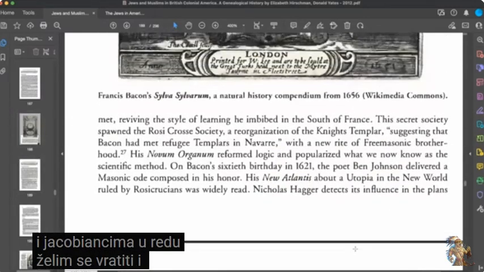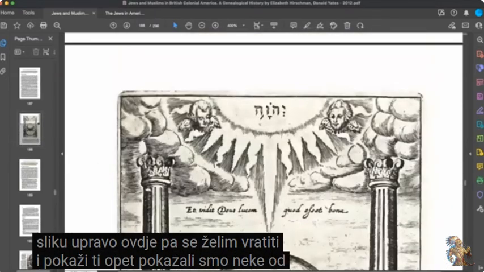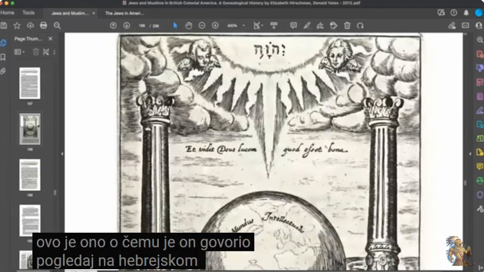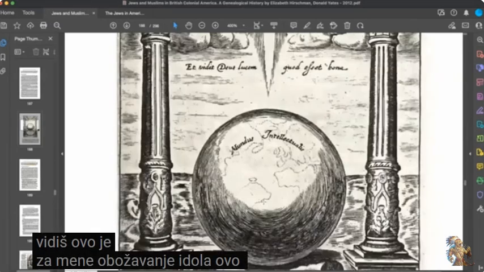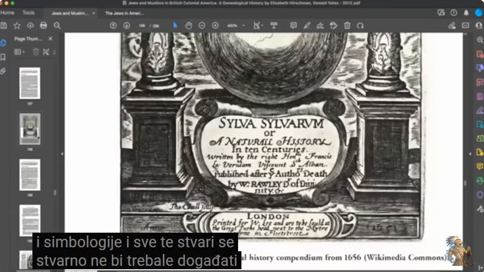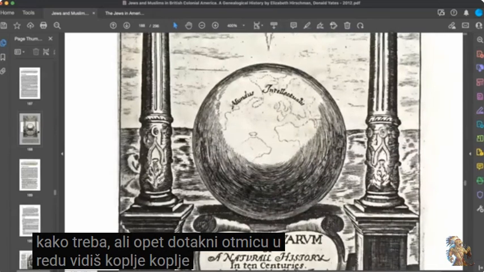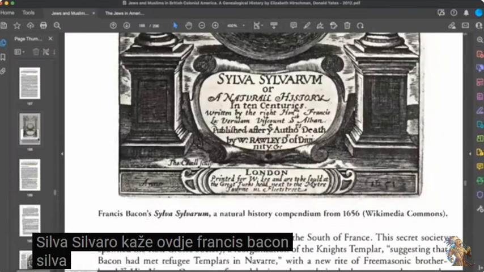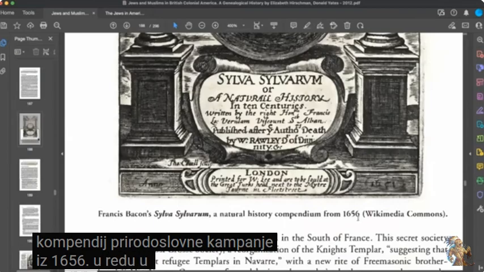Now I want to go back. They had this image right here, so I want to go back and show you. Again, we've shown some of these in my previous video, well, a lot of these. This is what he was talking about. Look at the Hebrew writing, the sun. You see, this is kind of idol worship, and to me, this is a lot of images and symbology, and all this stuff is really not supposed to be happening, right? But again, dodge the hijack, all right? You see the spear. Silva Silvarum. It says here, Francis Bacon's Silva Silvarum, a natural history compendium from 1656, all right?